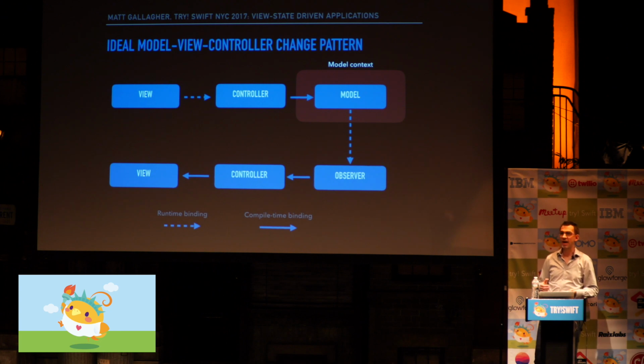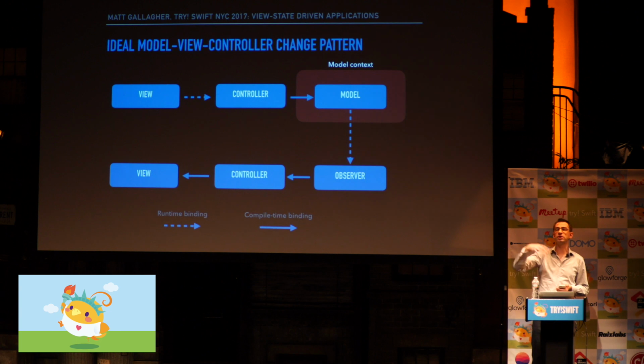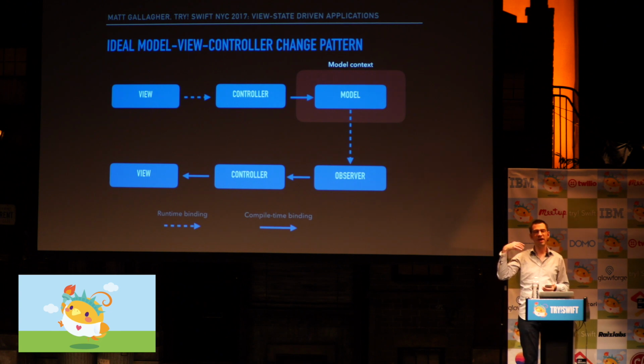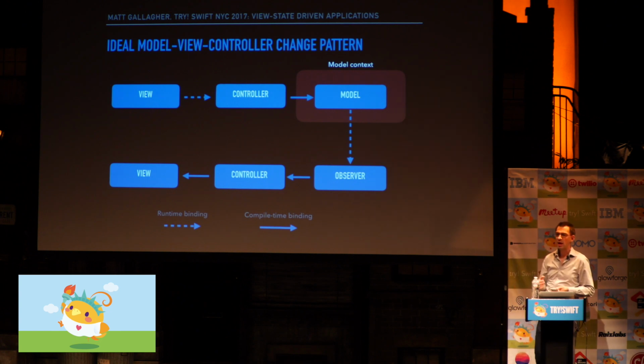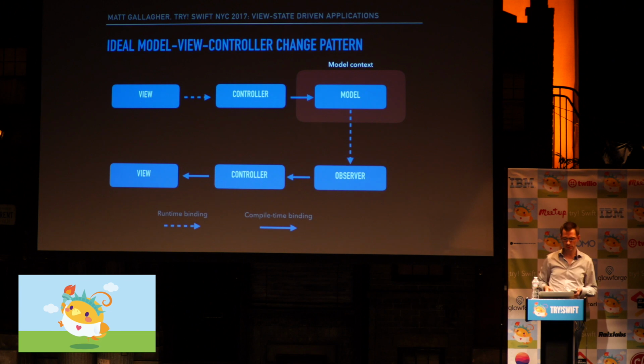And the idea is we have our view, and when our view does something, it talks to the controller. So maybe you've clicked on a button or you've edited text in a text field, and that action gets sent to the controller, and the controller chooses to change the model. And then the model is observed from the outside by an observer, which is probably just another controller, and the controller then chooses to update other views.